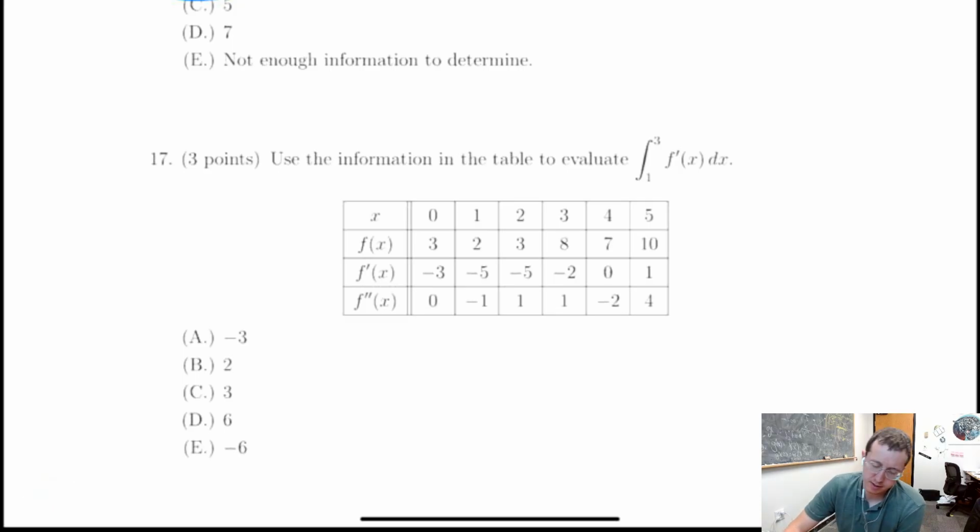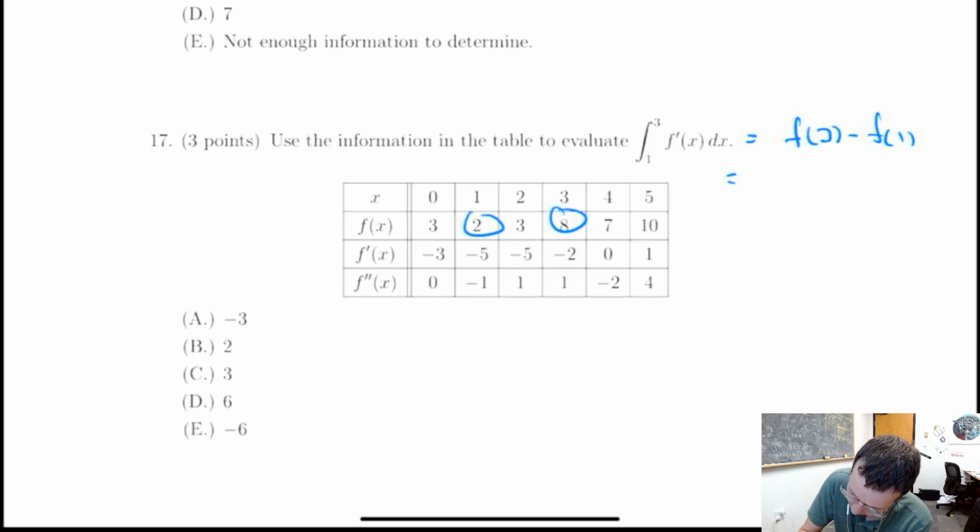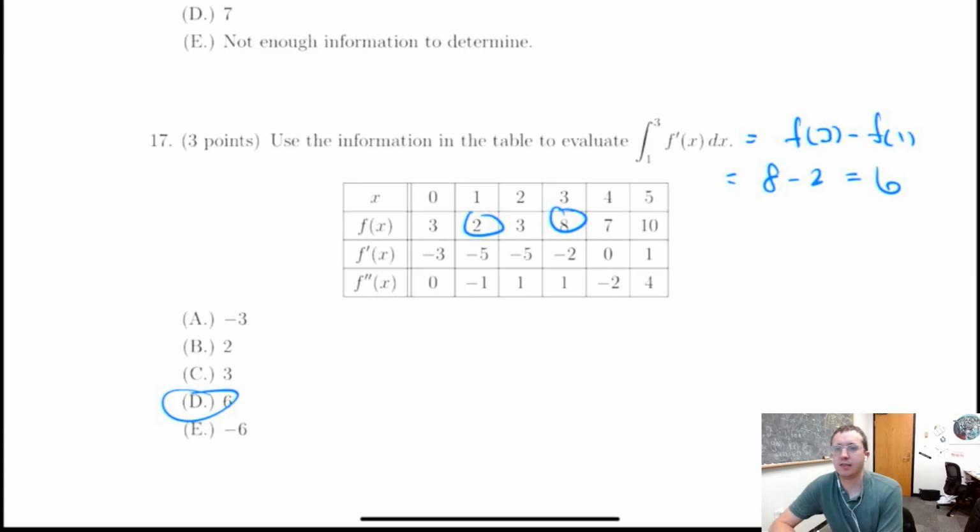All right. The next question asks us to use the fundamental theorem of calculus part 2, which tells us to integrate something from a to b. We find an antiderivative, plug in a, plug in b, and subtract. We're integrating f prime of x, so an antiderivative is f of x. So I plug 3 and 1 into f of x. F of 3 is 8, f of 1 is 2, 8 minus 2 is 6.